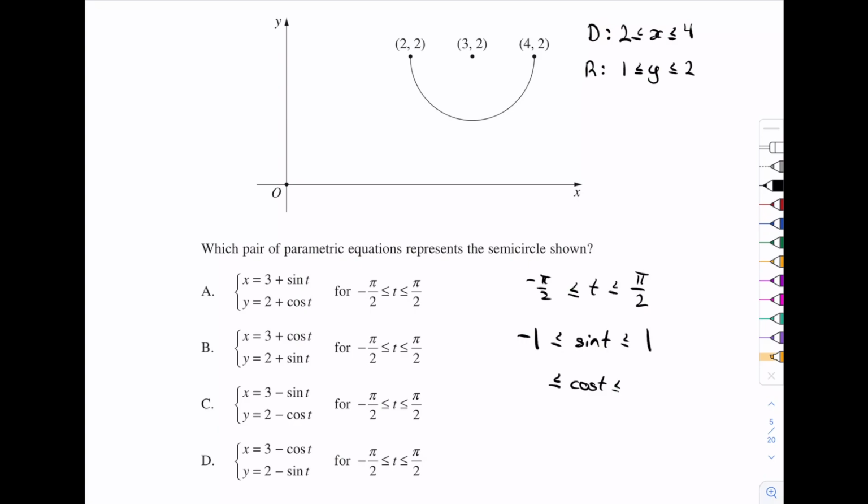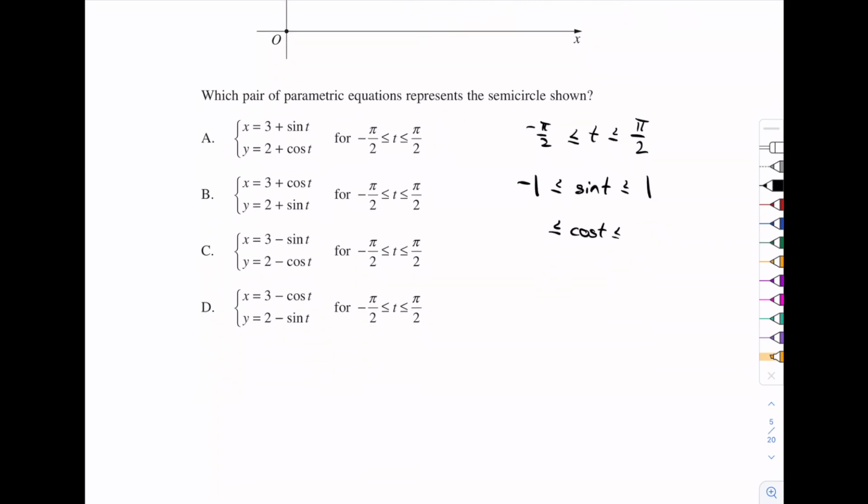But notice what would happen if I did the same thing for cos. If I said cos of each part of this inequality, well, cos of negative pi on 2 is 0, and cos of positive pi on 2 is also 0. And so this is telling me that cos of t basically can only be 0, which is incorrect. So the best way to think about something like this is to actually draw up the graphs of sine and cos. So I'm going to really quickly do that.